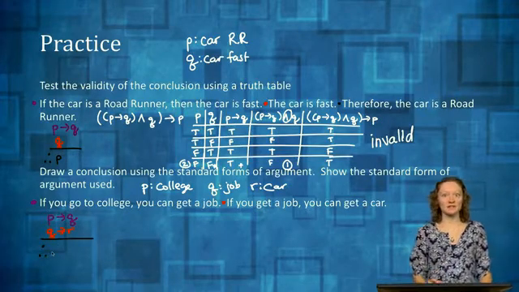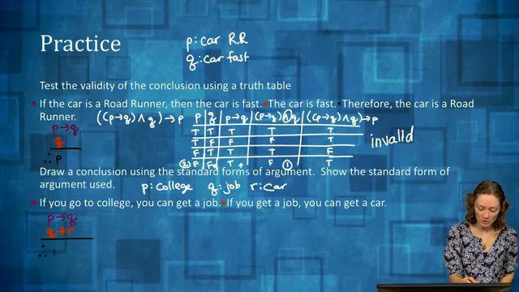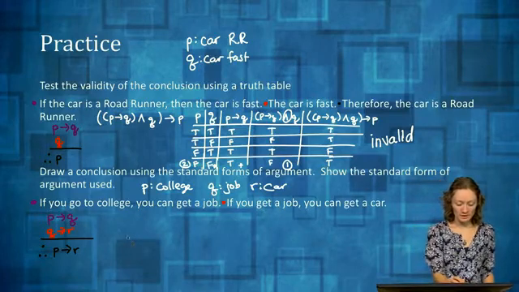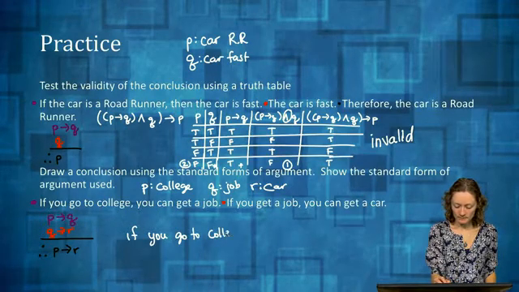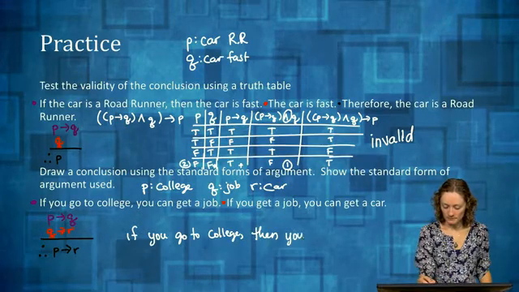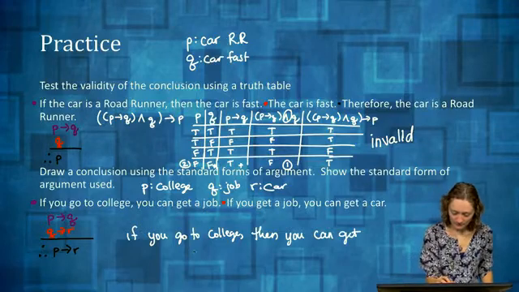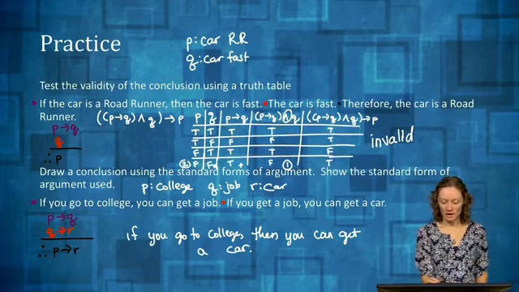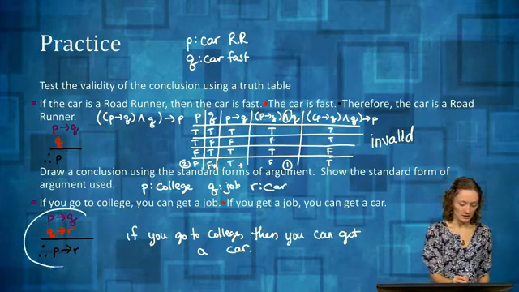And now we're drawing the conclusion. So this is going back to that list of standard forms of valid argument and seeing which one fits here. And the one that'll work, the conclusion we can draw, is that P must lead to R. Taking that back to words, if idea P, you go to college, then R, you can get a car. So we've done both things here. We drew a conclusion: if you go to college, then you can get a car. And we showed the standard form of argument that was used over here on the left-hand side.